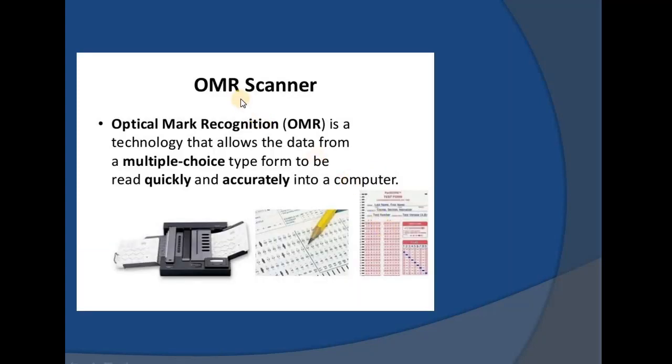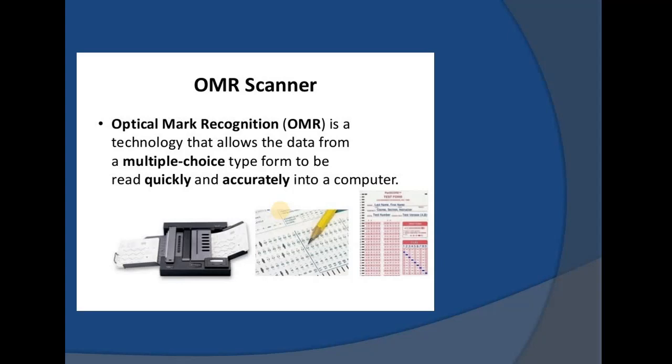So the next one is the OMR scanner, or as we call it, optical mark recognition. This type of scanner is widely used for multiple choice questions. Most of you might have appeared for the CET entrance examination, or whenever you go for any competitive examination these days, they all come with MCQ type questions and answers.